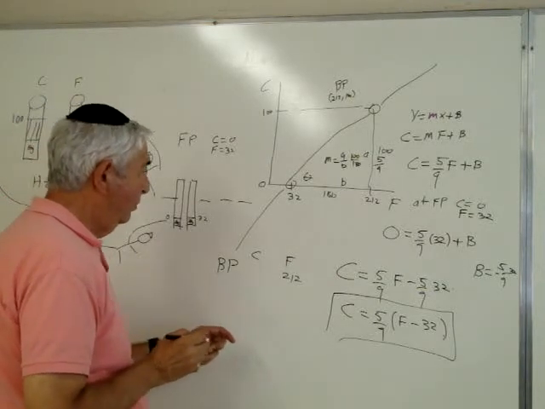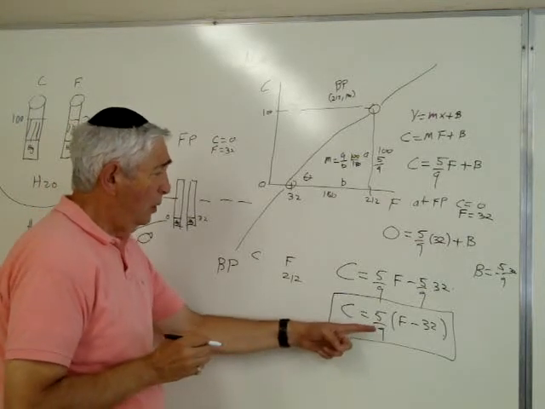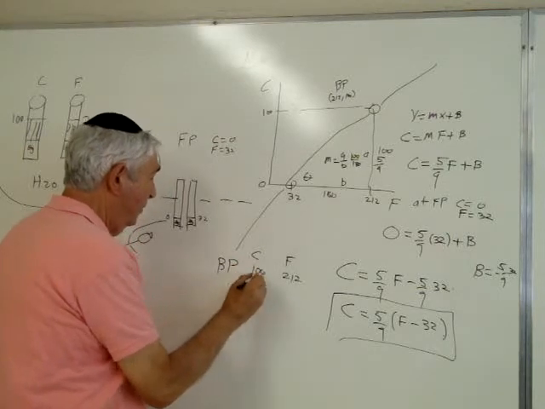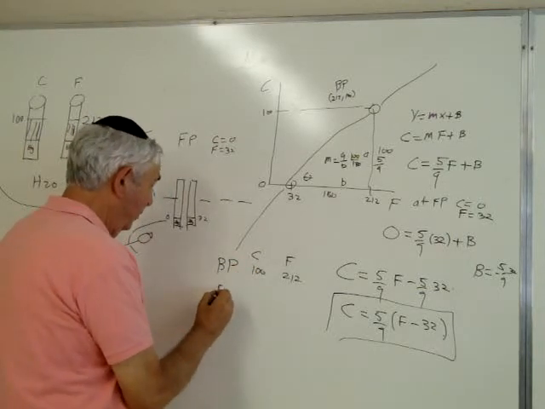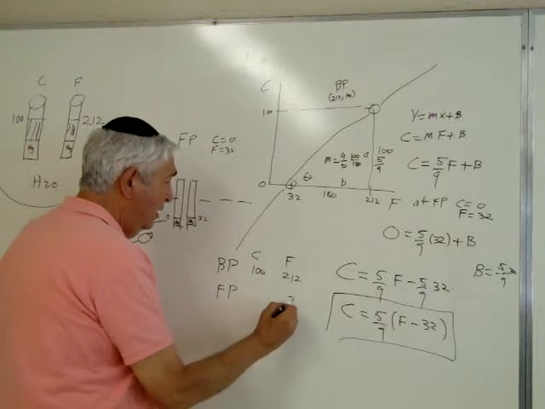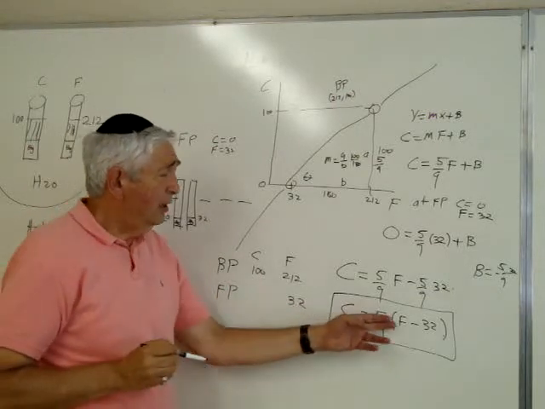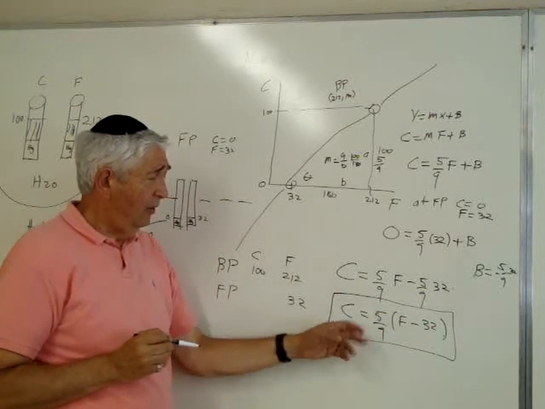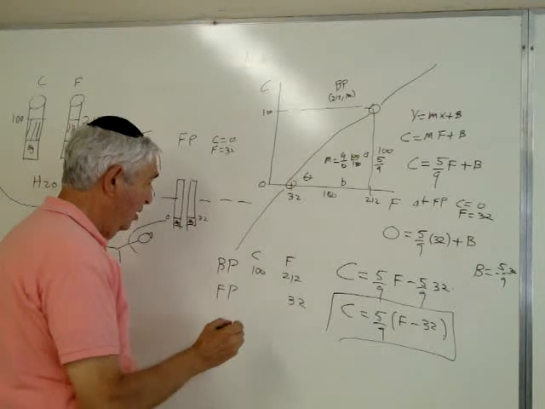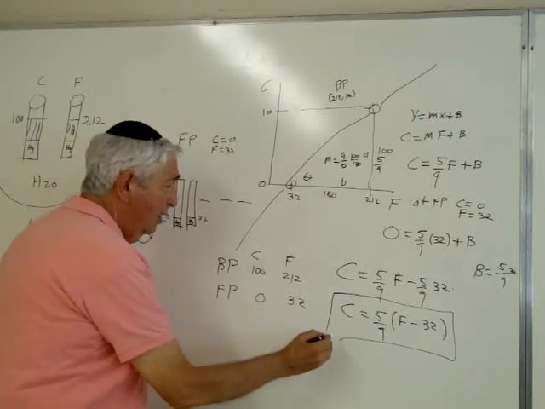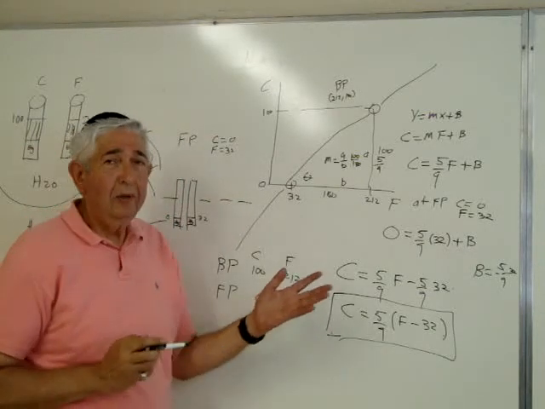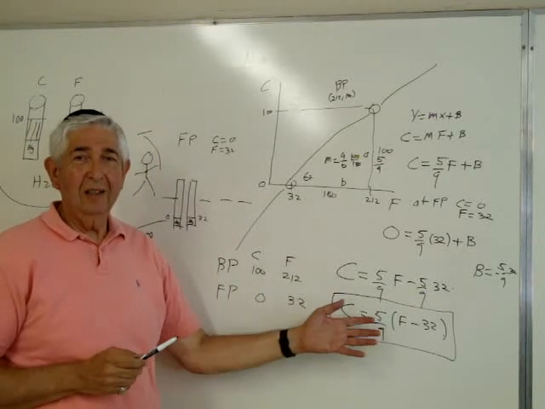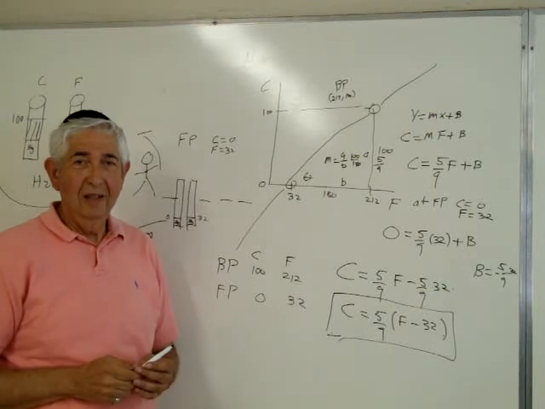180 divided by 9 is equal to 20, and 20 times 5 is 100. So C is 100. What about at the freezing point? F is 32. So 32 minus 32 is 0. 0 divided by 9 is 0 times 5 is 0. So it works. Okay? So the next time you hear someone tell you what the Fahrenheit temperature is, you can calculate what the Celsius temperature is. Thank you very much.